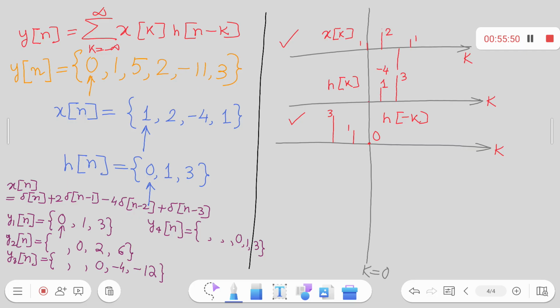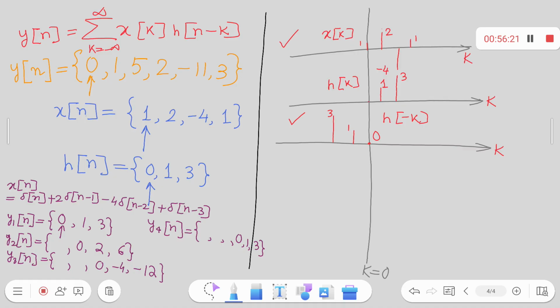So you have got x of k, you have got h of k. From h of k you find out what is h of minus k. And then you need to find out what? y of 1. So in order to find out y of 1, you need to shift this h of minus k in the right direction. So you can write it like h of minus k minus 1. This is basically h of minus k minus 1, or h of 1 minus k.